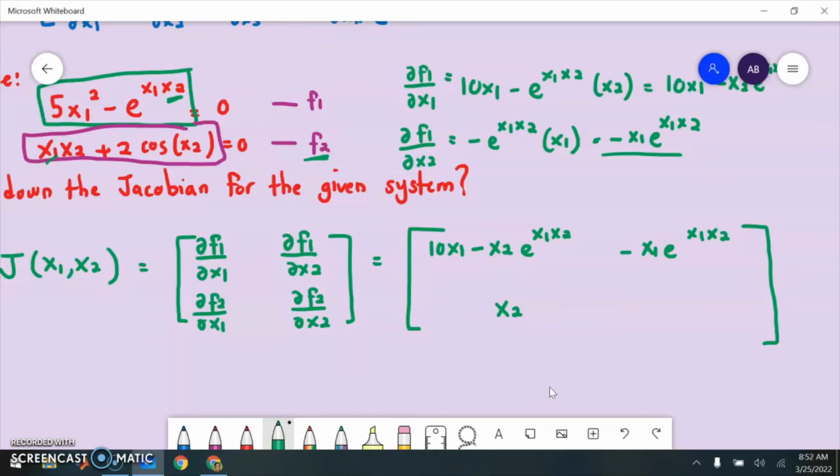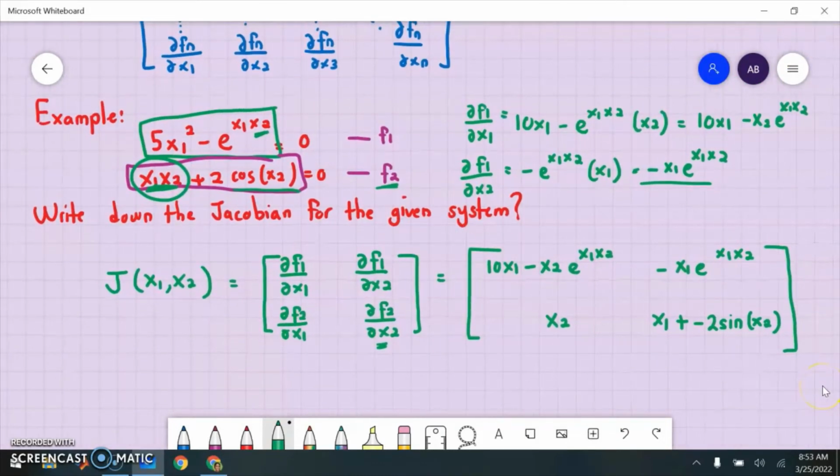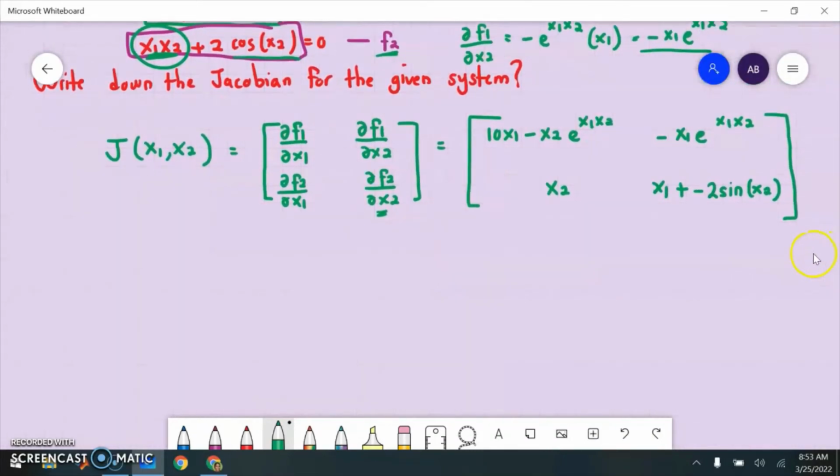Now taking the derivative of f2 with respect to x2, I have x2 here and here. Taking the derivative with respect to x2 will give me x1 for this term, and then plus 2 cos x2, that will give me negative 2 sine x2. The derivative of cos will give me negative sine. We have a constant here. So this is the Jacobian for the given two-dimension function.